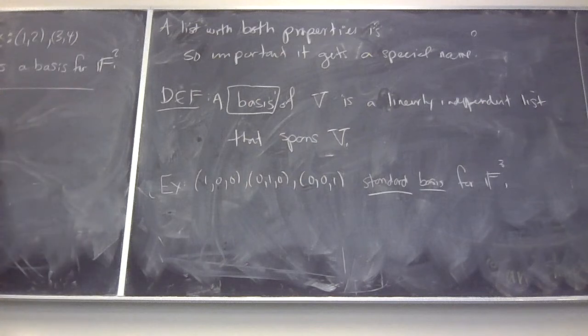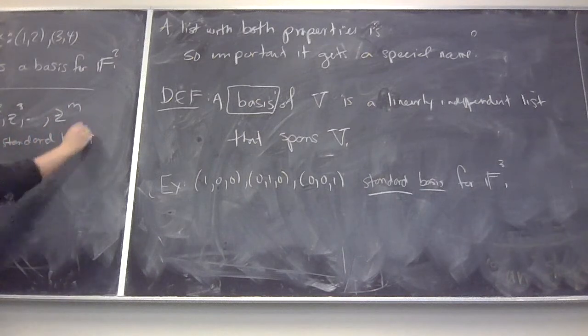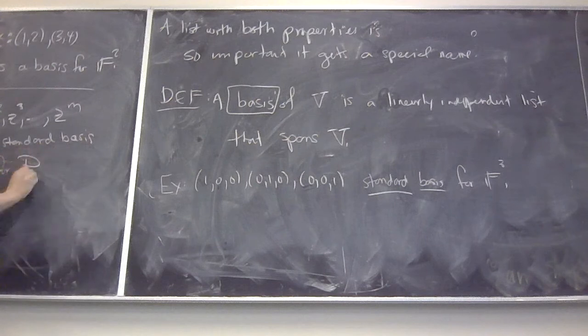1, z, z squared, z cubed, up to z^m is the standard basis for P_m. That's why we keep using it. It's a linearly independent set, also a spanning set for polynomials of degree m or less.